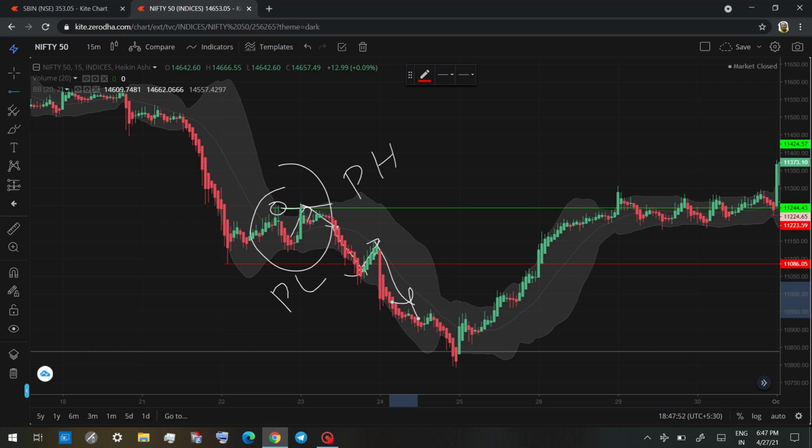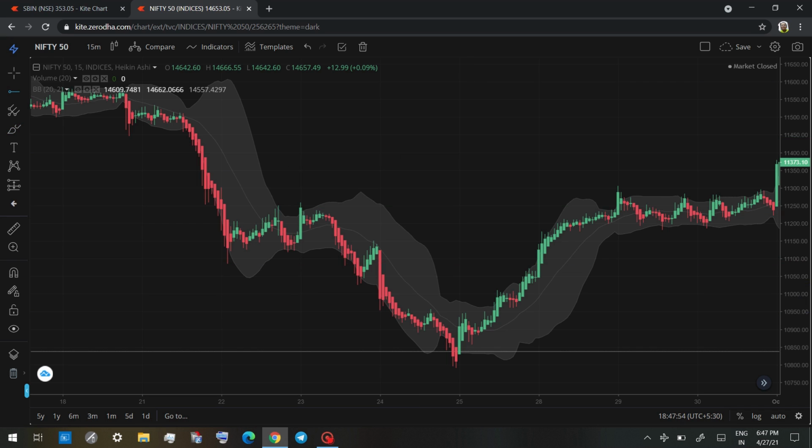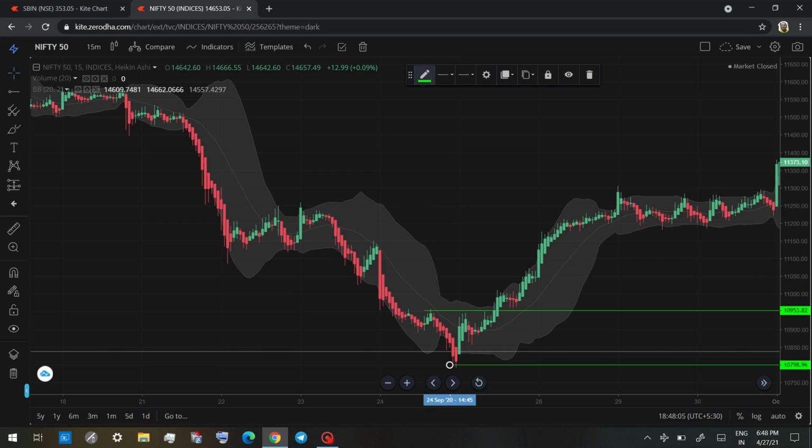In this case, let's check. This is the previous high. This is the previous low. This is the previous high, trend line, and previous low. This is the previous low, previous high.